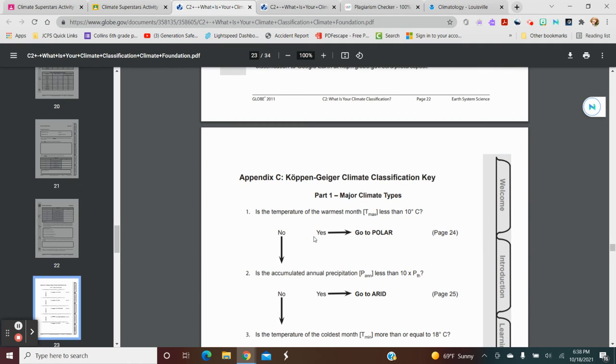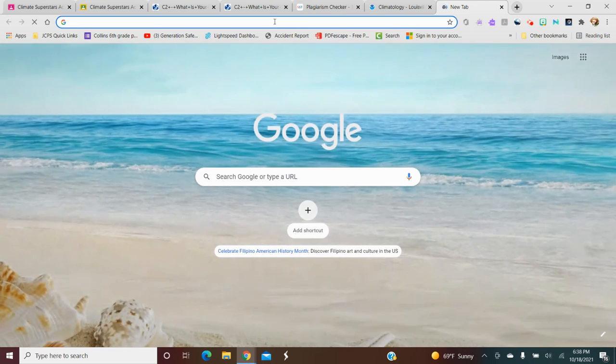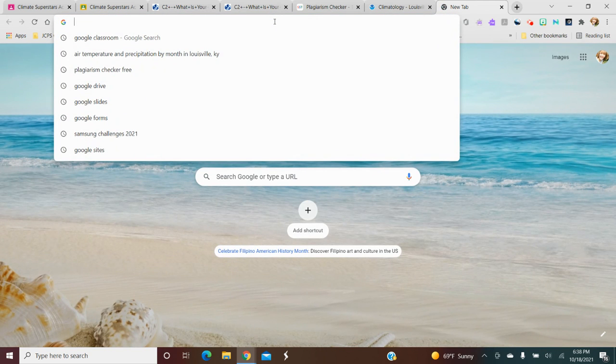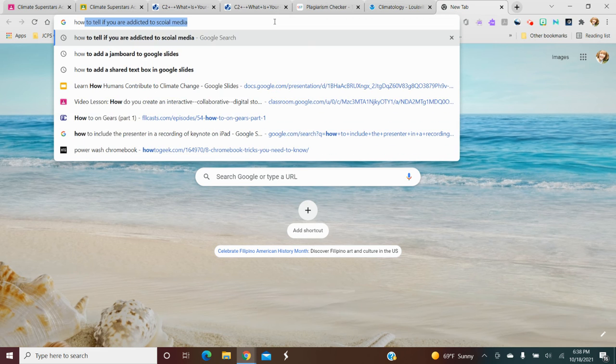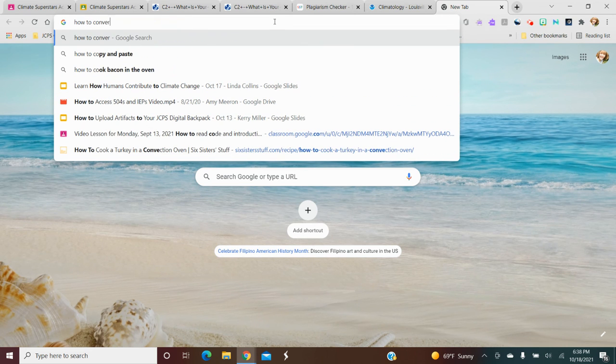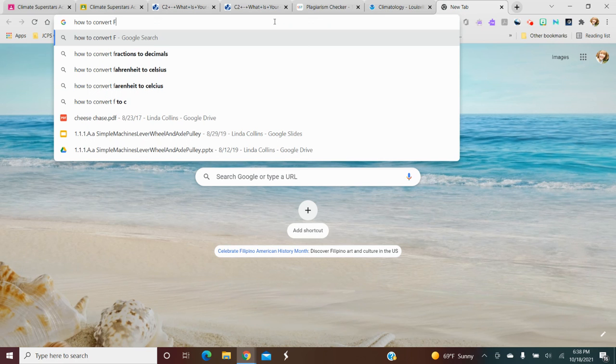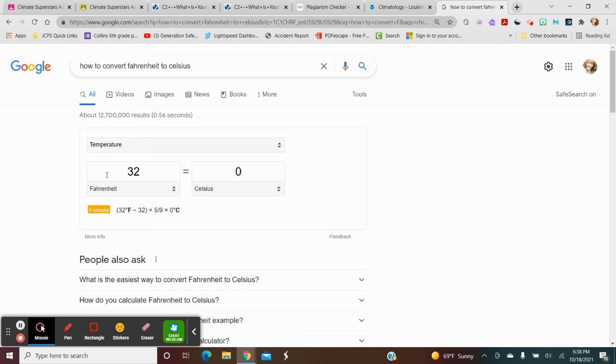And then it tells you here, if you want to look at it, is the temperature less than 10 degrees Celsius? Okay, you would have to convert it. I don't know how to convert, well, I do. But if I don't know how to convert Fahrenheit to Celsius, then you can type how to convert Fahrenheit to, and look, I didn't even have to type it all, to Celsius. So then if the temperature is 32 degrees Fahrenheit, then you would put that in. And here's the formula. 32 minus 32 times 5/9 equals your temperature in degrees Celsius.